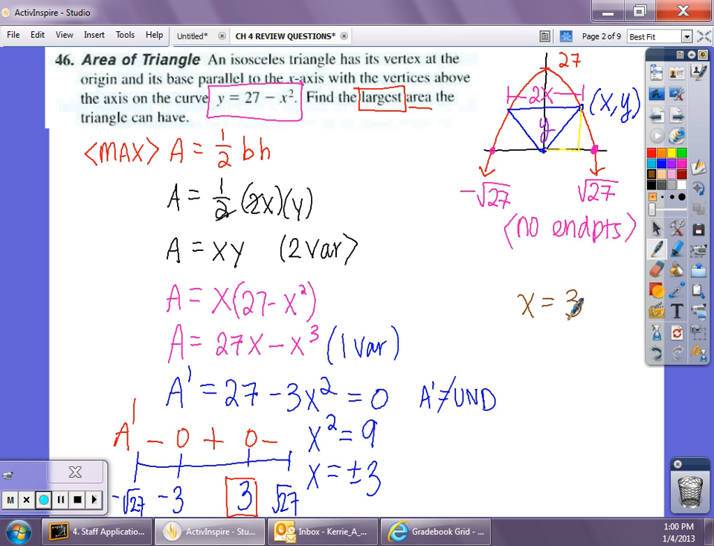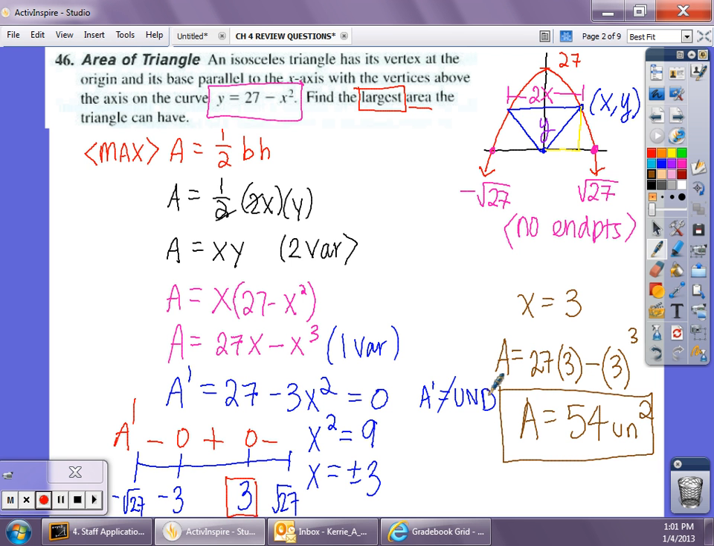The question was to find the largest area. Well, the area formula was 27x minus x cubed. And I believe the area becomes 54. Do I have any units? Units squared. Hopefully that is correct. All right.